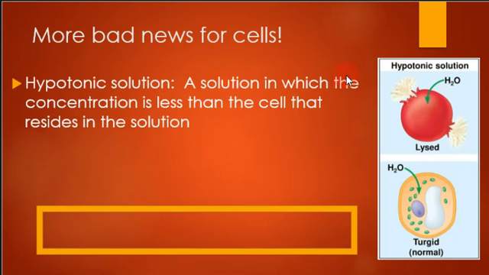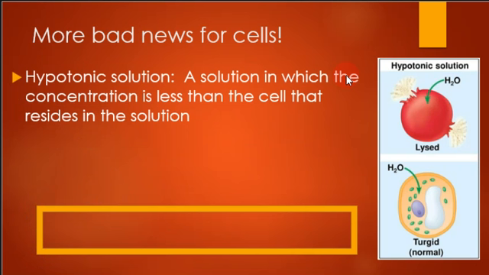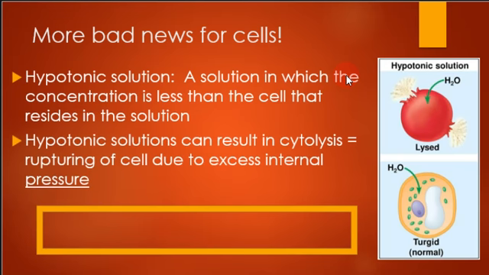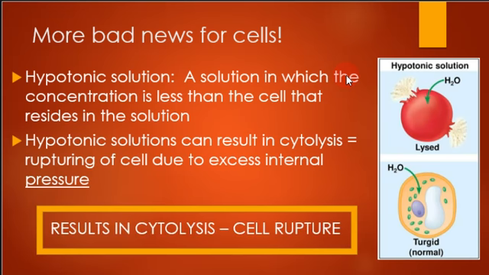More bad news for cells, a hypotonic solution, a solution in which the concentration is less than where the cell resides. It's less than the cell, so what happens is water's going to go in, go in, go in. A hypotonic solution can result in cytolysis, which will rupture the cell due to excess internal pressure. Cytolysis, cell rupture. So that's taking my saltwater fish and putting it in fresh water, they'll explode.